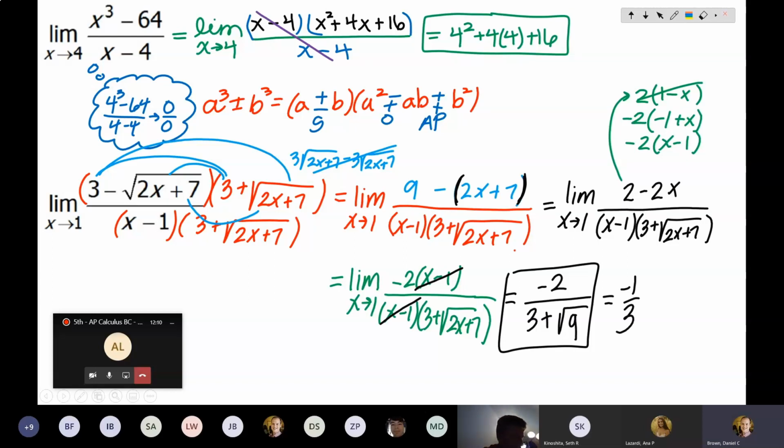We have factoring as a way to evaluate a limit when we get the indeterminate case 0 over 0, or rationalizing. Any questions on those two? When can you stop writing the lim?